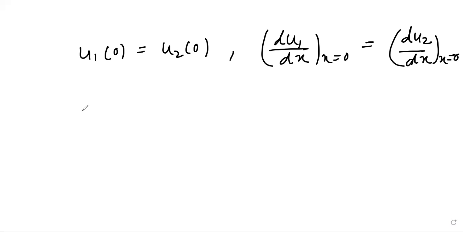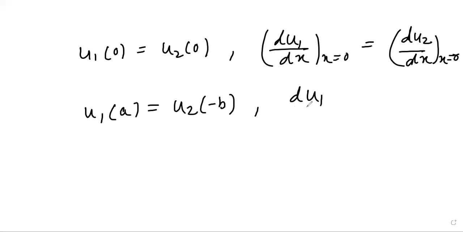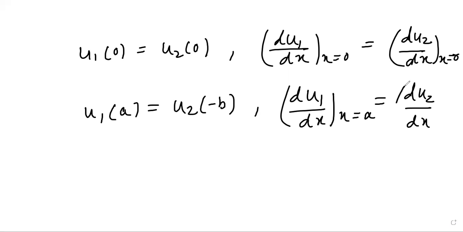Similarly, as we have already discussed the periodicity, u1 at a will be u2 at x equals minus b. And you can also write du1 by dx at x equals a must be equal to du2 by dx at x equals minus b. So these are the boundary conditions which can be used. From the diagram it is evident. From these boundary conditions we can obtain four linear homogeneous equations, one, two, three, four.